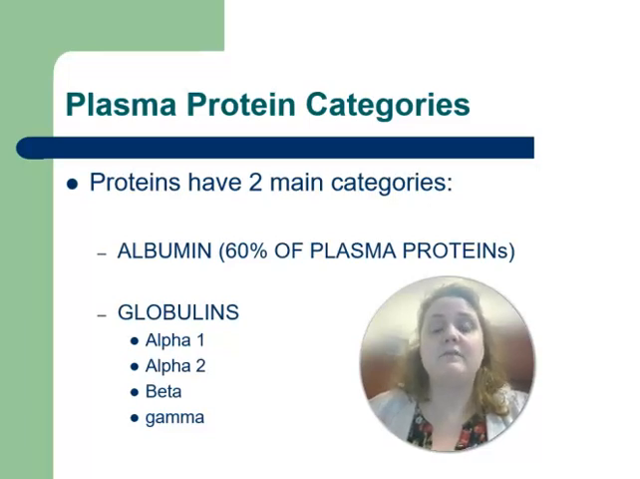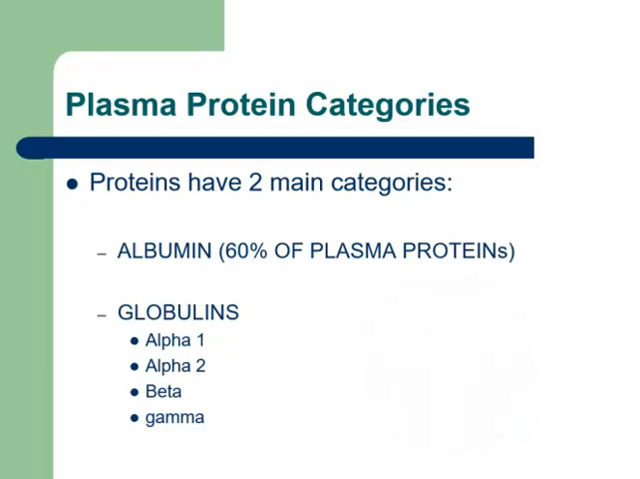This is the second half of the amino acids protein lecture. We have two main categories for our plasma proteins. We have albumin and globulins, and albumin makes up about 60% of our plasma proteins. Our second category, of course, is globulins, and globulins are heme-containing proteins involved in transporting oxygen. And falling under globulins, you have alpha 1 and 2, beta, and gamma. And we'll talk a little bit more in depth later on in this lecture about the alphas and the beta.